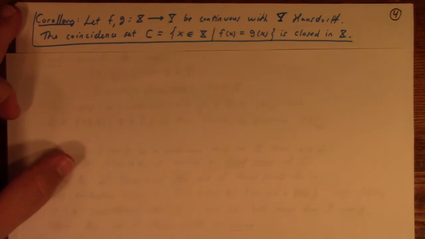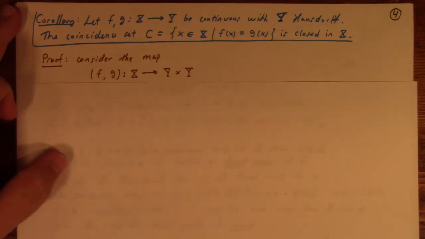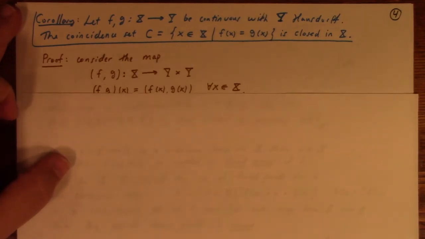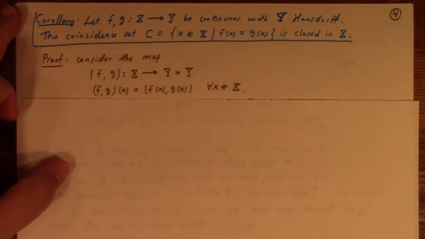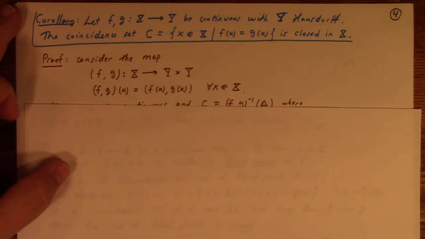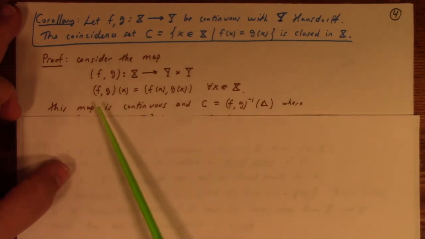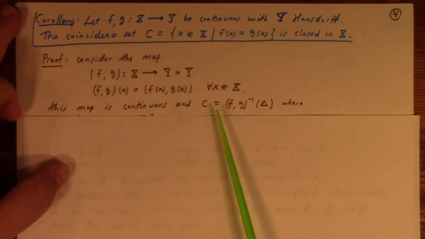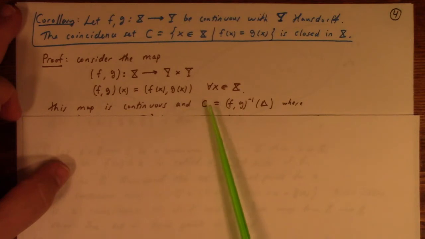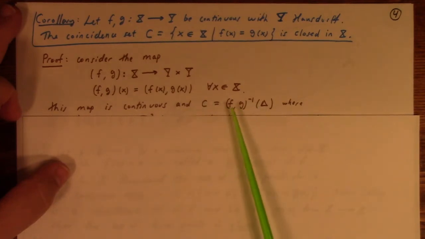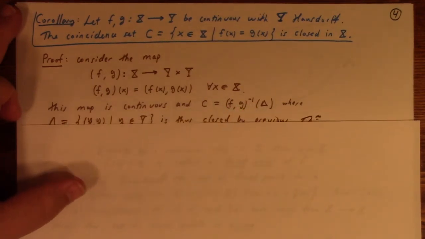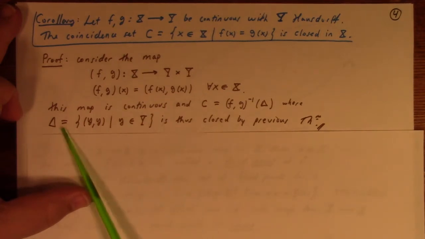So consider the map (f, g) from X to Y cross Y, defined by (f, g)(x) as (f(x), g(x)), right? Sometimes this is called the Cartesian product of maps, all right? This map is continuous, all right? And the coincidence set is the inverse image of the diagonal under this continuous map.